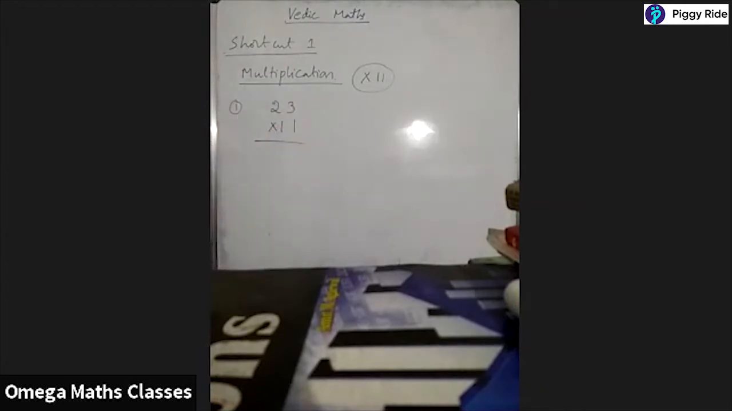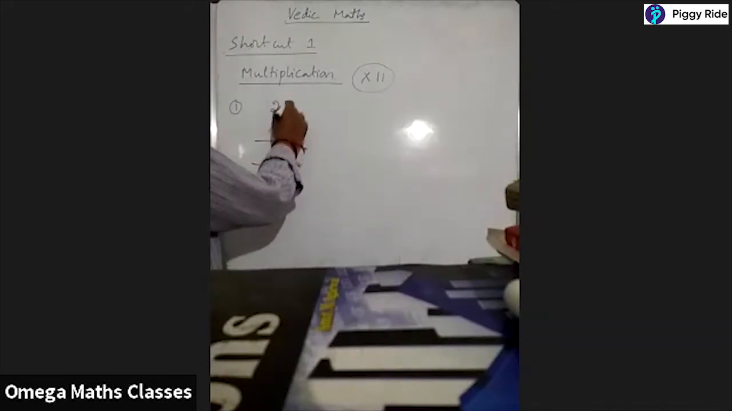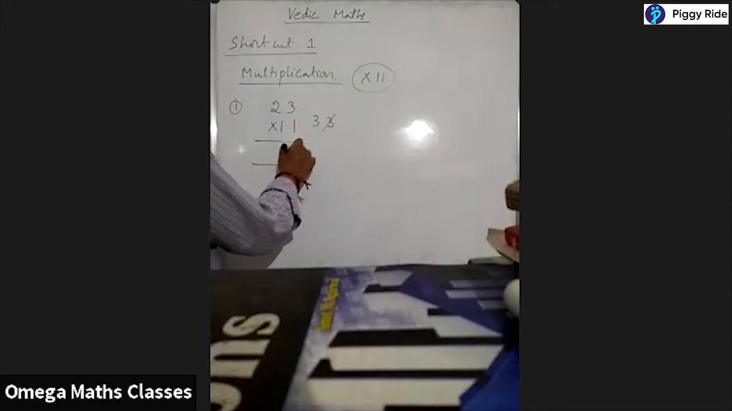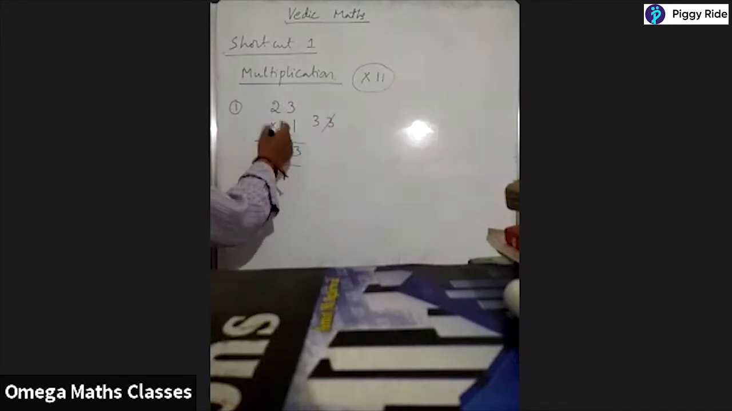So 23 into 11. Generally, how do we multiply 23 into 11? 11 3s are 33, and we write 3 here, and 11 2s are 22, plus 3 is 25. This is the general method. You know this one, yes?